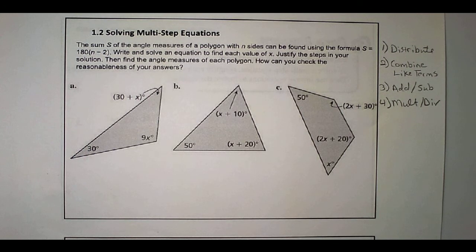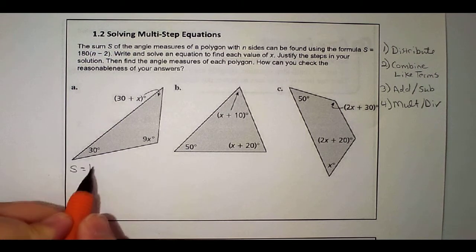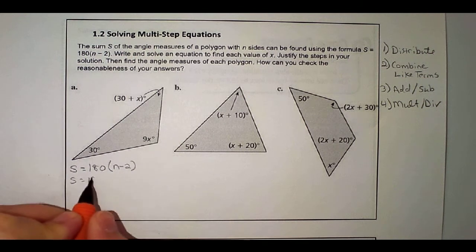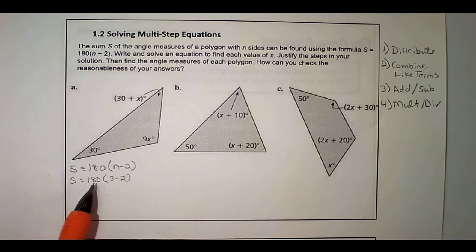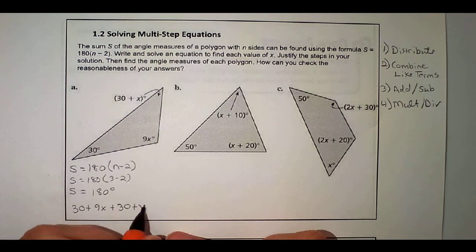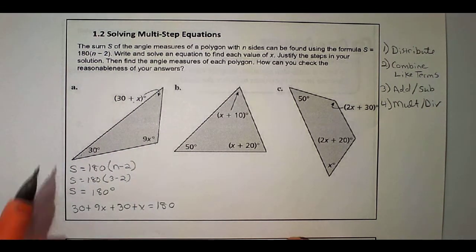So looking here at the first one, it tells me up here that my formula, S equals 180 times n minus 2. Triangles have 3 sides, so 180 times 3 minus 2. Well, 3 minus 2 is 1, so I know the sum of the angle measures is going to be 180 degrees. So to find the value of x, to find the measure of each one, I need to add all those together. So we have 30 plus 9x plus 30 plus x. All I did was add these all the way around. And the sum is going to be 180.